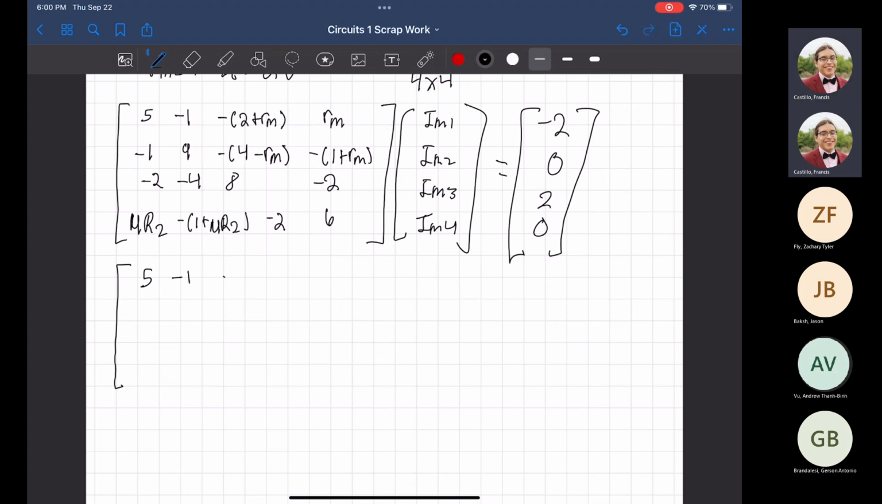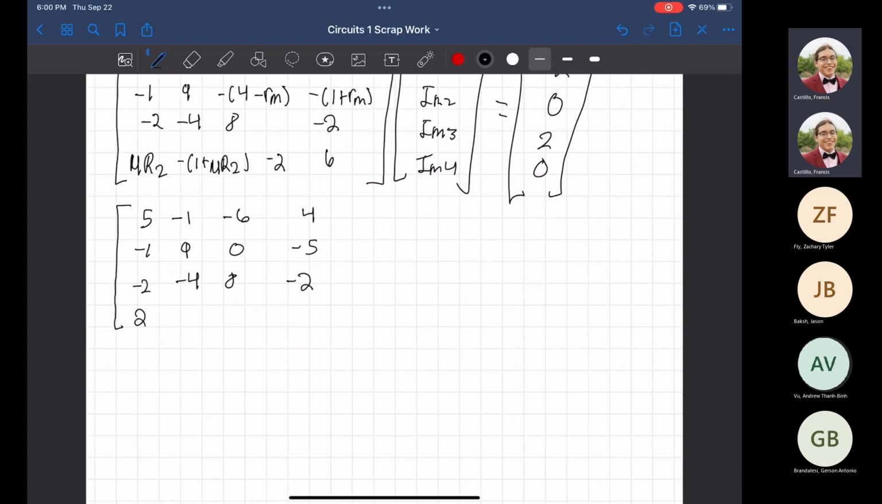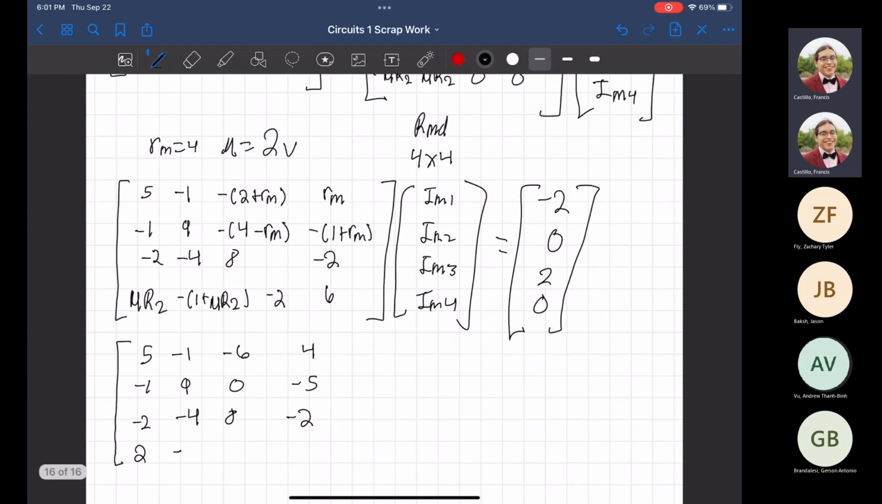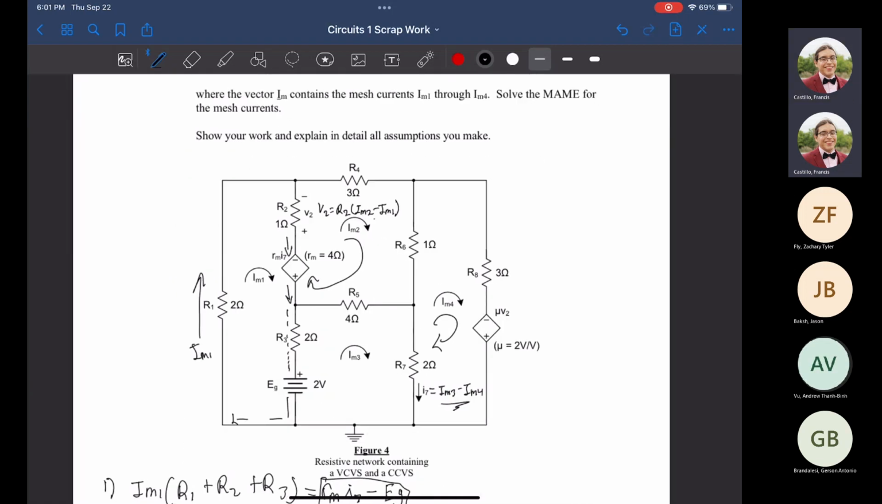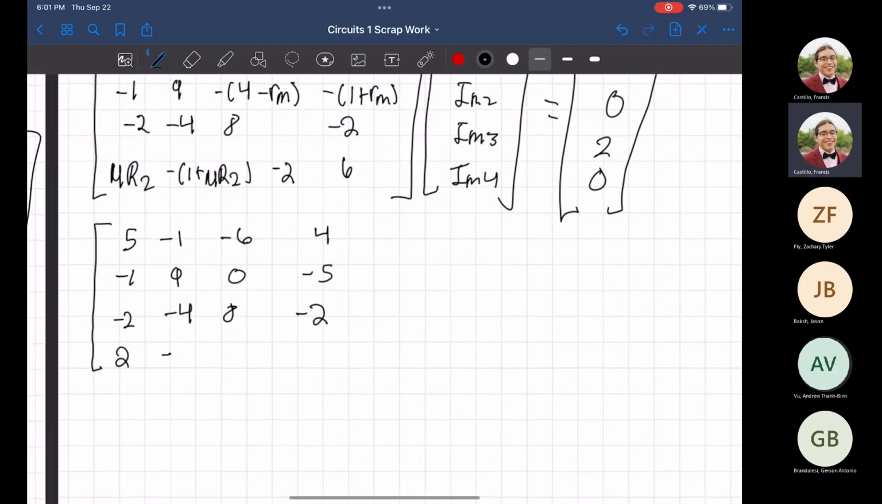So it'd be negative 6, 4 right here, the same two values, negative 1 and 9. Rm should be 4 minus 4, 0, so that'd be 0. 1 plus 4, 5, negative 5 here. Negative 2, negative 4. Nothing happens there for row 3 as mesh 3 has no dependent sources or anything influencing any of our sources. And then for mesh 4, mu R2 is just equal to, well, let's go look. R2 is just equal to 1 ohm, mu is equal to 2, so 1 times 2, which is 2.